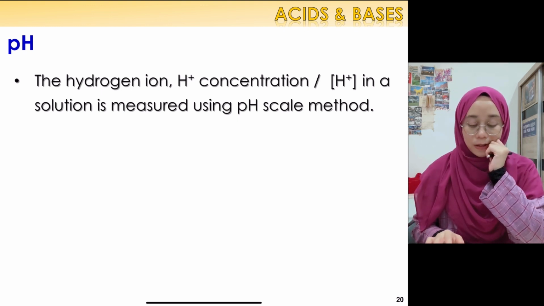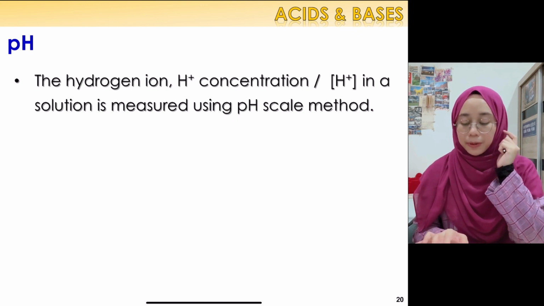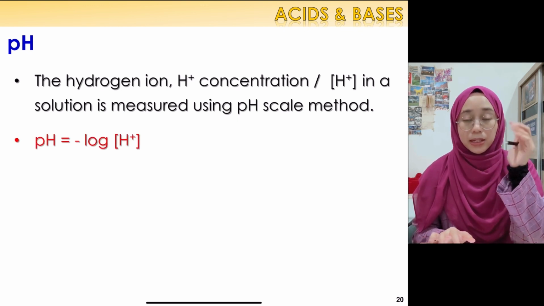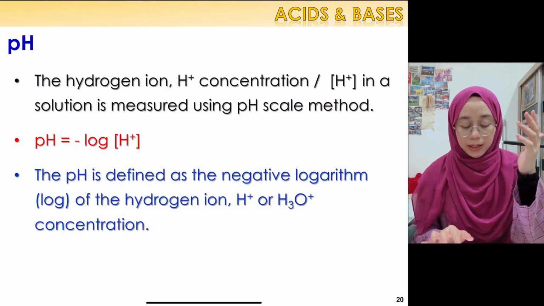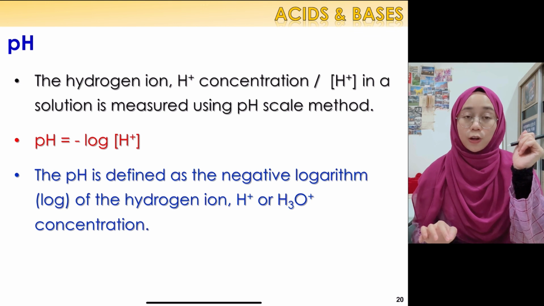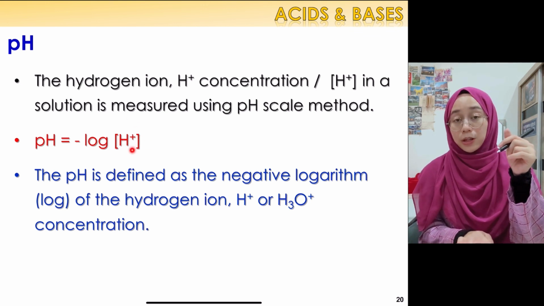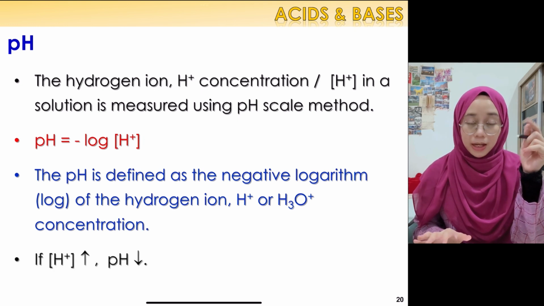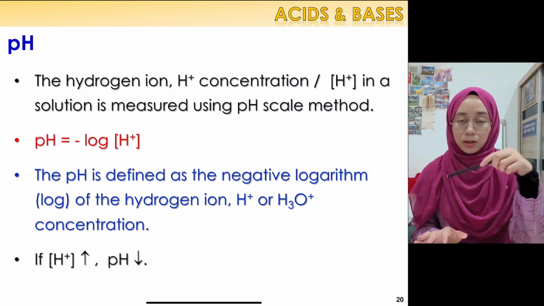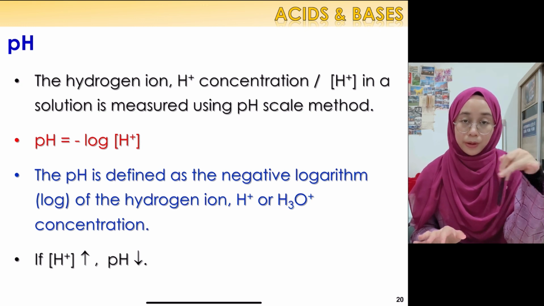Okay, so hydrogen ion in a solution is measured using a pH scale method. So pH equals negative log concentration of H+. So pH is defined as the negative log of the hydrogen ion concentration, or kita boleh substitute je yang ni dengan H3O+ punya concentration, mana-mana pun okey je. Okay, so basically if the concentration of hydrogen ion increases, the pH value will lower down.